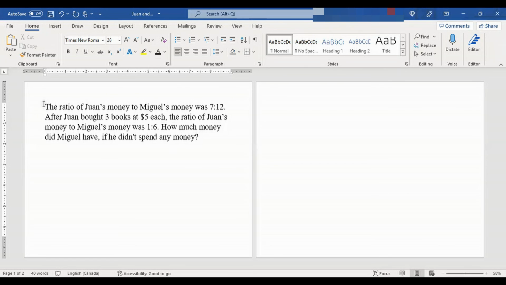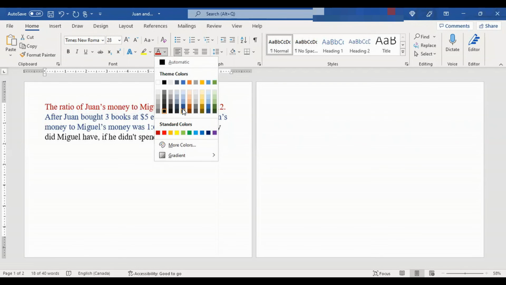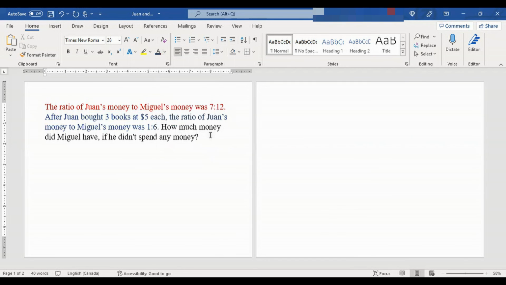To do this problem, as usual, we're going to make the important parts of the question different colors, so we know what we're working on. The 7 to 12 ratio is going to be red, and the spending and the 1 to 6 ratio is blue.